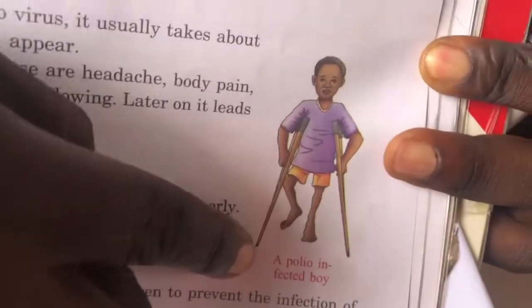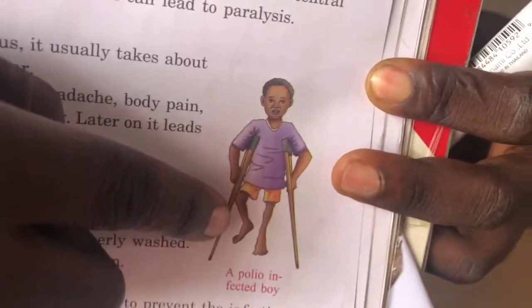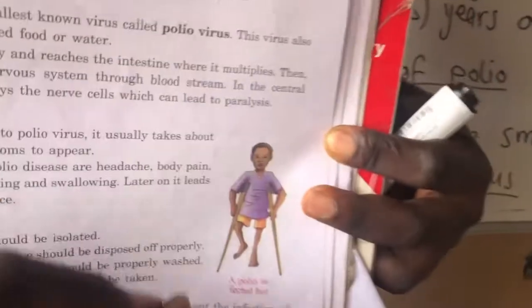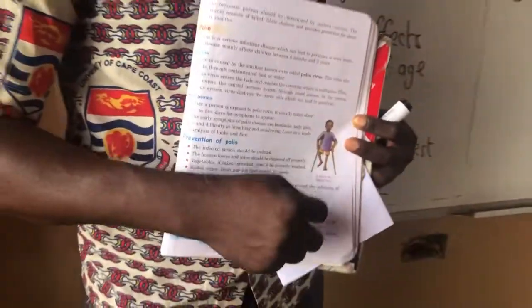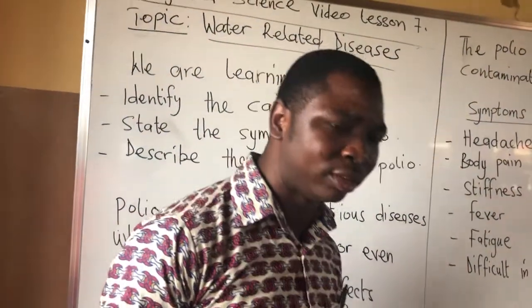So this is a polio patient. Someone who is infected by the polio virus. So we are talking about this today, so I want you to take it seriously so that you know how to keep yourself safe from this type of disease. Good.